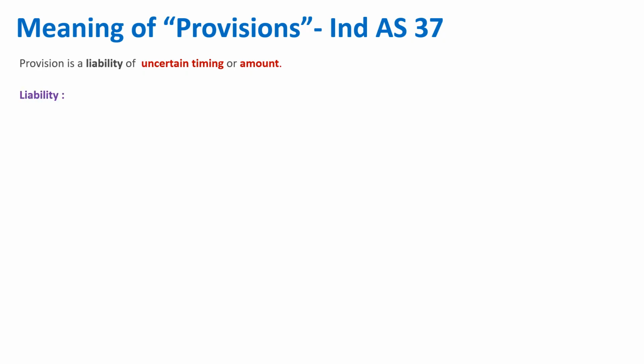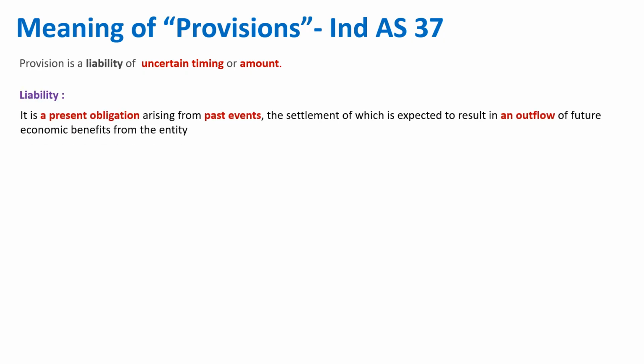Next, what is liability? It is a present obligation arising from past events, the settlement of which is expected to result in an outflow of future economic benefits from the entity. Okay. I know you are confused by this strong English sentence, but I'll break down each word and explain to you the meaning of that.